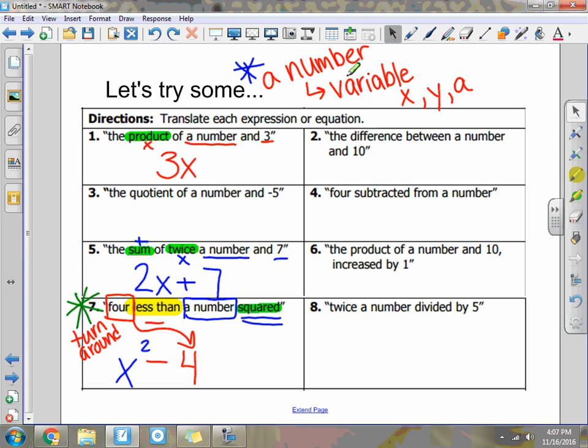I'm going to jump back up and do number 3 just so we do the whole left-hand side. Stay with me here. Quotient is one of those clue words for division. I know that a number needs to be some sort of a variable, and then I have this -5 to use. So the quotient of a number and -5. I'm going to take my number, which is a variable. I'm going to use x again. And I'm going to divide it by -5. Now remember, we can also write that with x on the top, my fraction bar, and then a -5 for my denominator. Those mean the exact same thing.